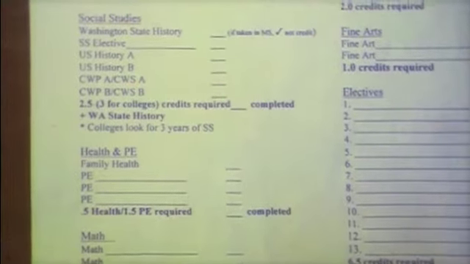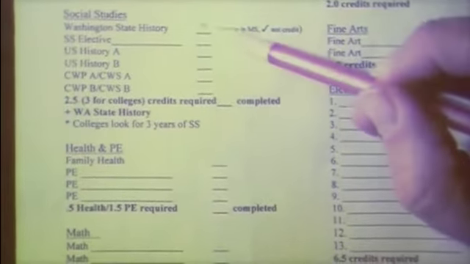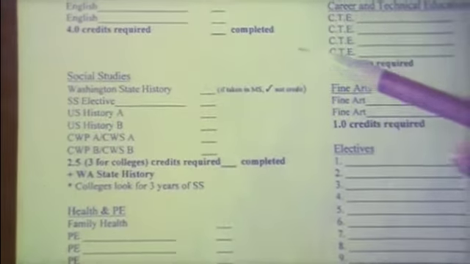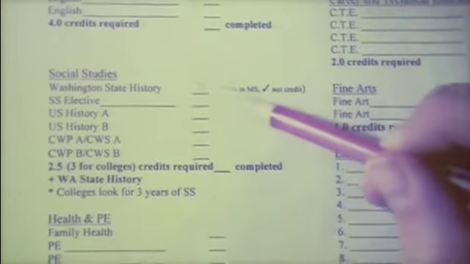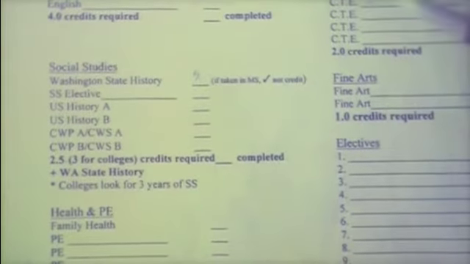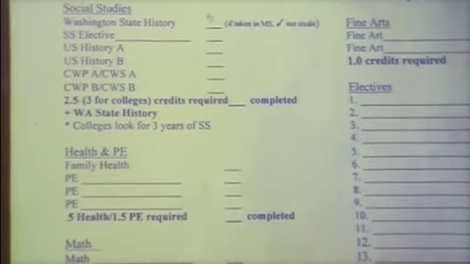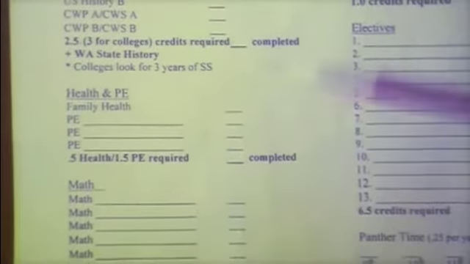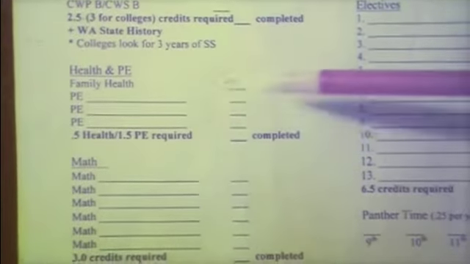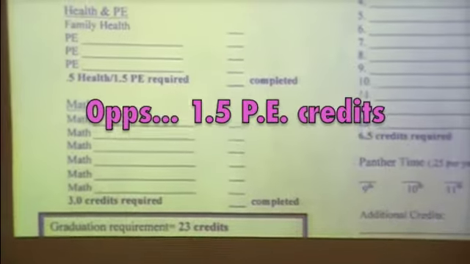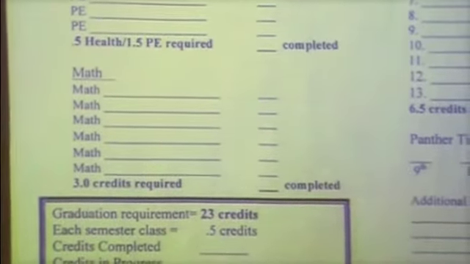Now here's the catch. If I took Washington State history in middle school and I passed it, all I get is a check mark on there because I don't get the credit. However, if I took it in high school and I passed it, I actually get a 0.5. So that's something to be aware of. Then everything else: U.S. history you take as a junior, CWP as a senior. Then we go down to the next bracket. You have to have a 0.5 of health and a 0.5 of PE credit. The final bracket on this side is the 3.0 credits of math. So I have to have 3 credits, or 3 years, of math for graduation.